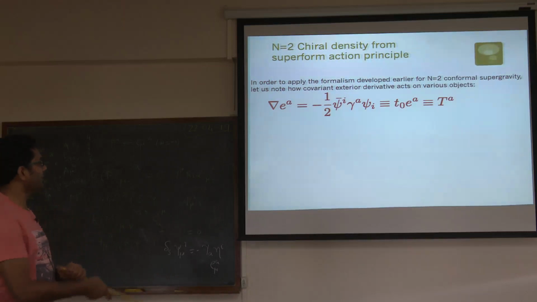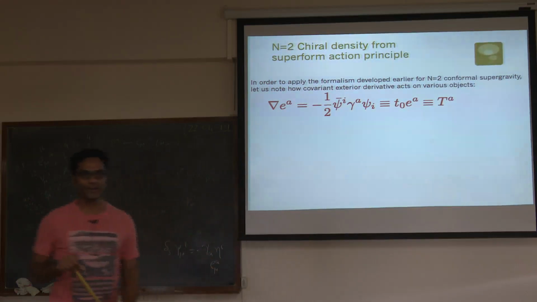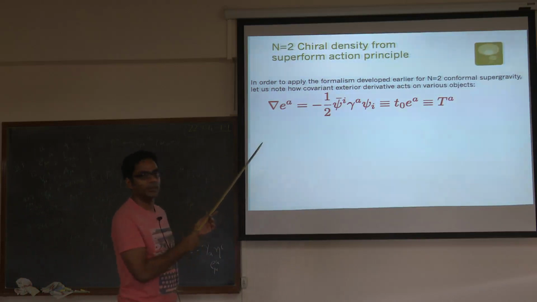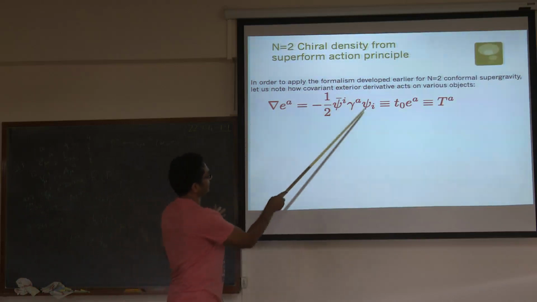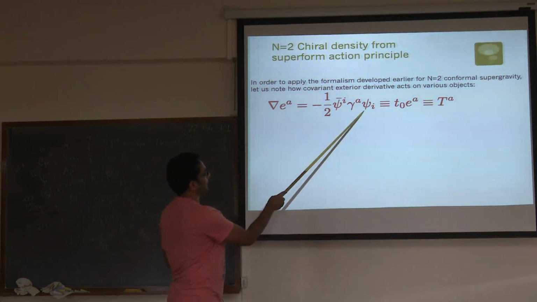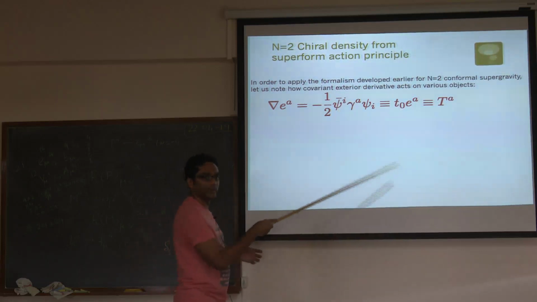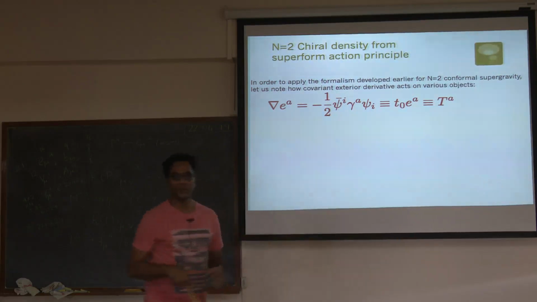First we need to know how the covariant exterior derivative acts on the Vierbein. The Vierbein is a 1 form, so the covariant exterior derivative is a 2 form, and that is given as this. This is a wedge product of this with this. I have written it in a 4 component notation, so these are my 4 component spinors. So this is a 2 form and this is given as this.